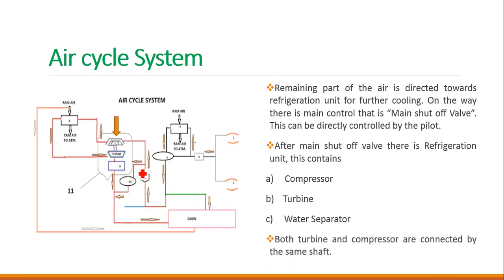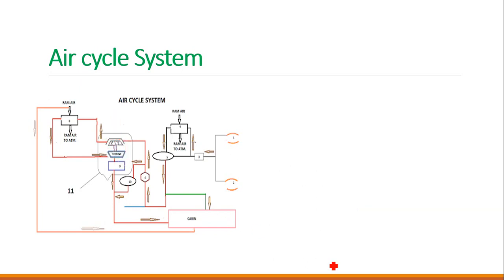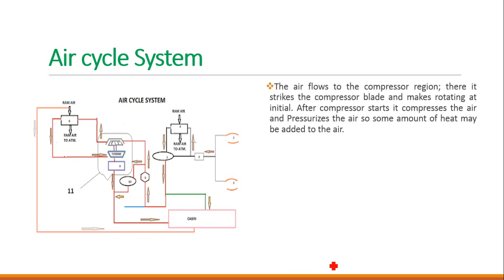Both the turbine and compressor are connected to the same shaft. The refrigeration unit consists of a compressor, the turbine, and a water separator. This turbine and compressor are connected to a single shaft. We can see from the diagram itself that it is connected to the single shaft. The air flows from the compressor region.